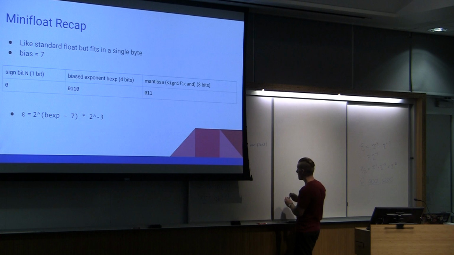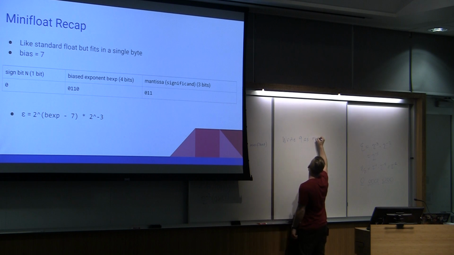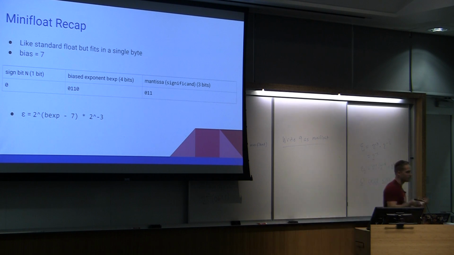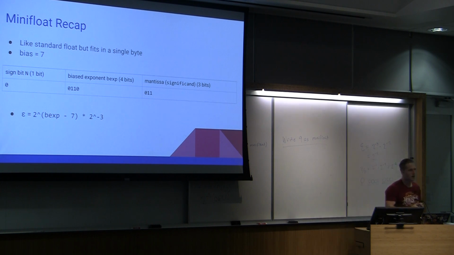Okay, so now the new task is to write 9 as a mini float. The strategy is the same as when we had to write 0.75 times something. First, we need to know how to write the number 9 in binary, so we're going to try to break it down into powers of 2.